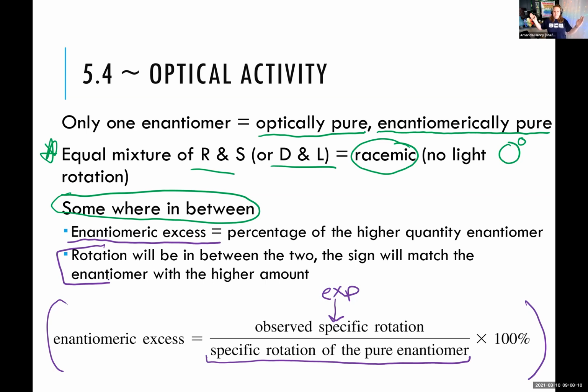The rotation will be in between those two numbers, positive 12 and negative 12. It wouldn't ever be higher than 12, and it wouldn't ever be lower than negative 12. It will be in between those two, and the sign will match the enantiomer with the higher quantity. So let me show you what I mean. We're going to do two practice problems with this, one just basic info, and then one with that actual equation. All right, so here is our given information.